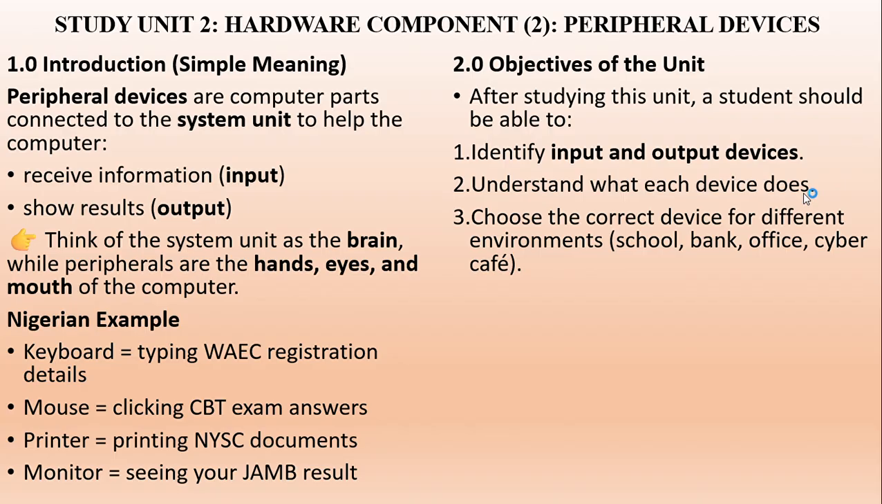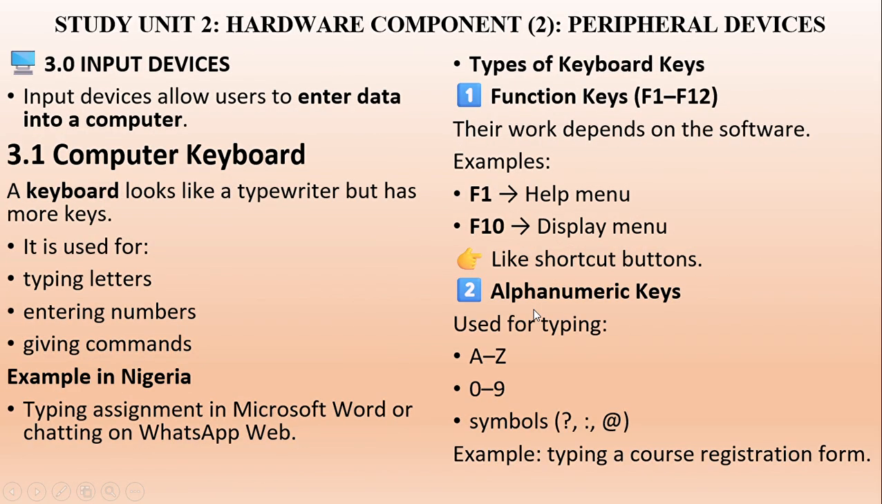So what are the objectives of the unit? After studying this unit, a student should be able to identify input and output devices. You should be able to understand what each device does. At the same time, you should be able to choose the correct device for different environments, like schools, banks, offices, and the rest. That is the objective of the unit. So let's go into the main thing.